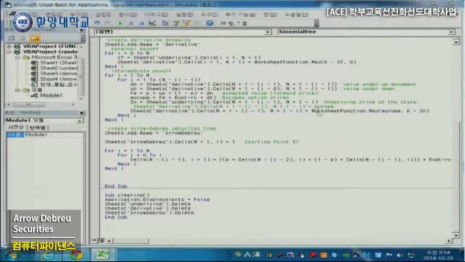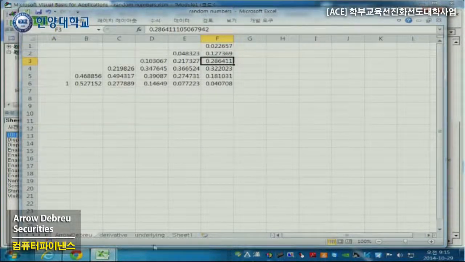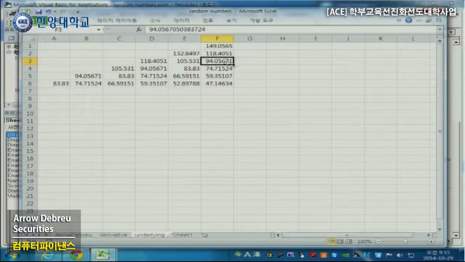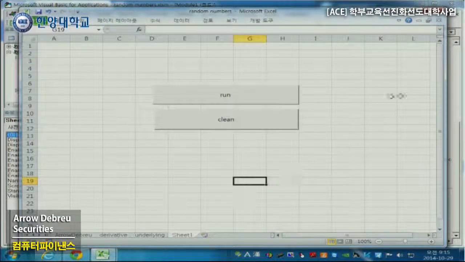You can try. So the price of an Arrow-Debreu security, which pays $1 at this particular state, when the underlying asset reaches around $94, then what is the value of the price that pays $1 when the stock price becomes exactly this one? That is 0.286411 dollar. And then derivative, underlying asset, those things, clean.